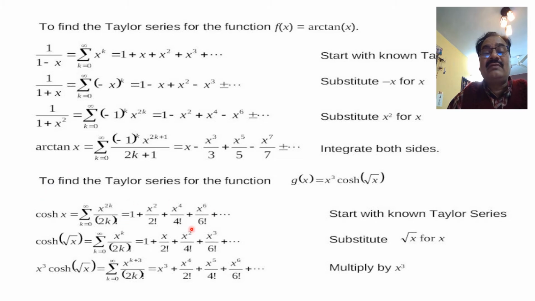Now to find the Taylor series for the function g(x) equal to x cube cosine hyperbolic root x, you can start from here. How? Just check cosine hyperbolic x, which is a known series derived from the exponential series.